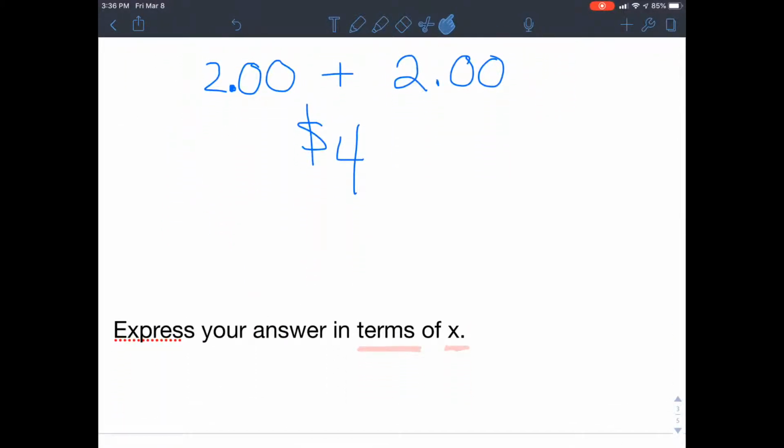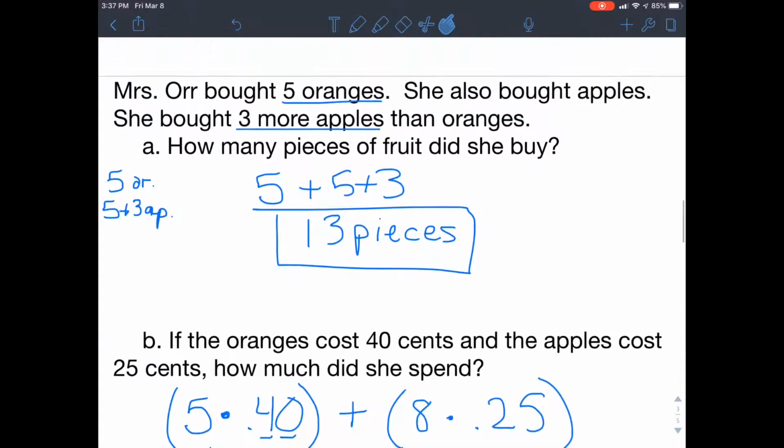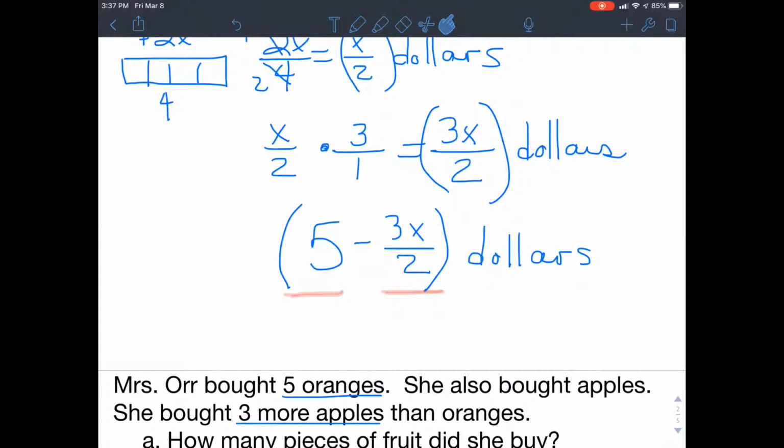So it says express. Well, does that sound like anything we've talked about lately? If you're thinking of the word expressions, then you are right. Expressions are a grouping of numbers that mean something that are not an equation. So back up here again, we can look at this. This is an expression. The whole thing is an expression.